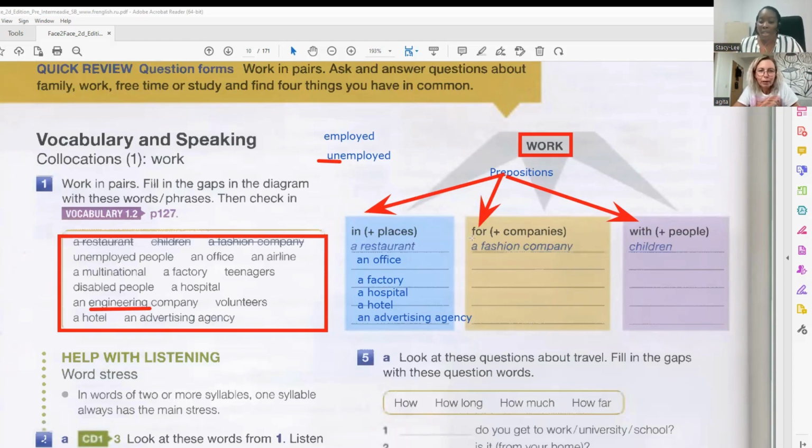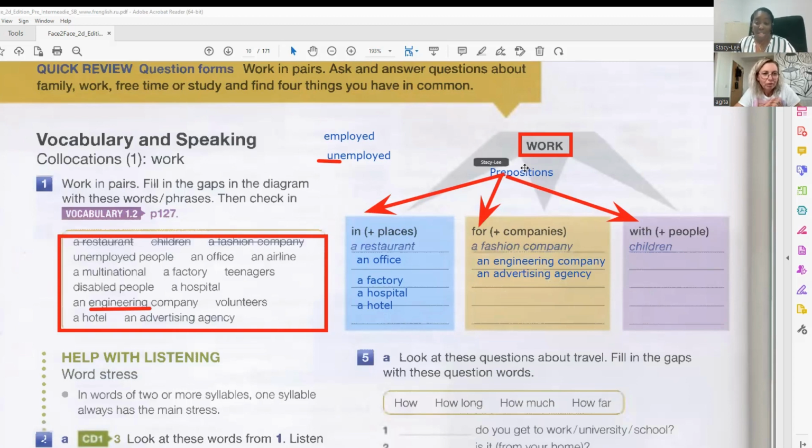So for. For an engineering company. And before was a mistake, because it's for an advertising agency. An advertising agency. Okay, very good. Nothing else? I think company.